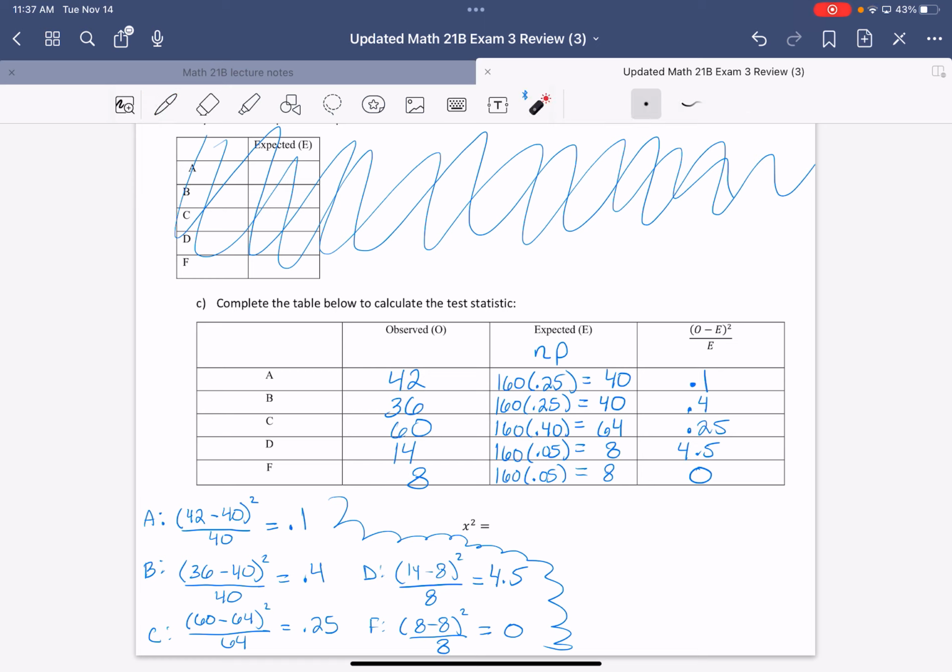Okay, so then how do we calculate the chi-squared test statistic? You add your totals. Yep, you add this last column. You're adding together all the contributions. So you take 0.1 plus 0.4 plus 0.25 plus 4.5 plus 0. And so you'll get chi-squared to equal, you should get 5.25.